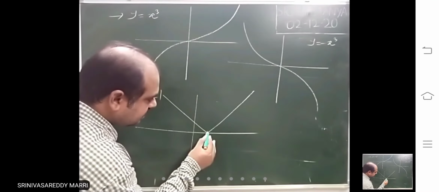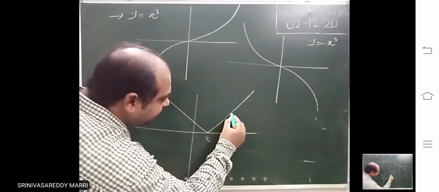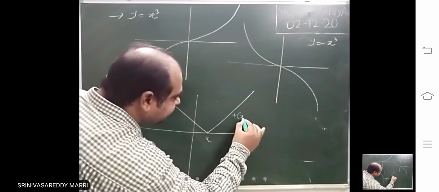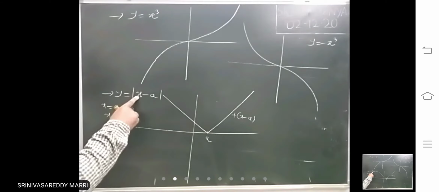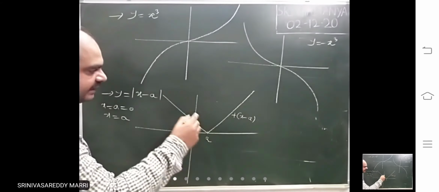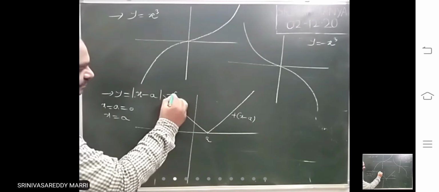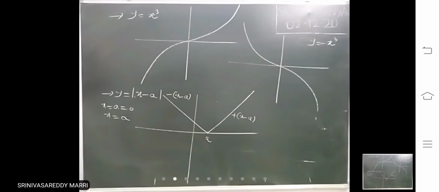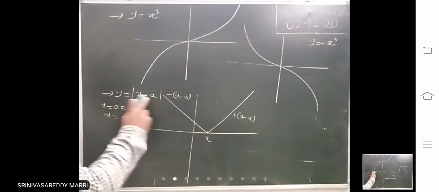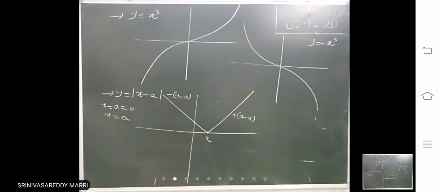So the right hand side of A, this will be plus x minus A. In modulus, if you write plus, it is the right hand side line. In modulus, if you write minus, it is the left hand side. Right hand side plus 1, left hand side minus 1. So this is the one.